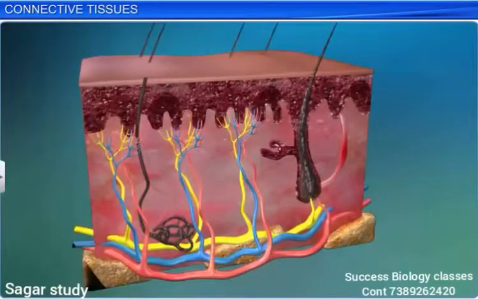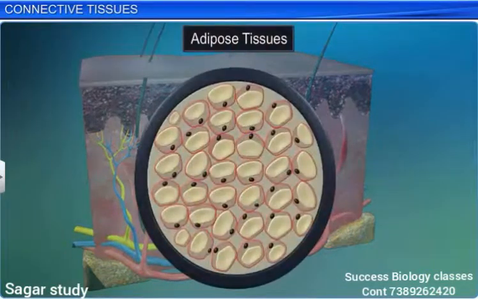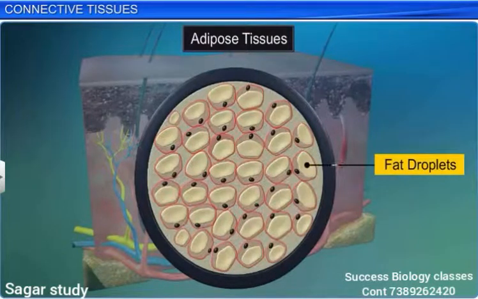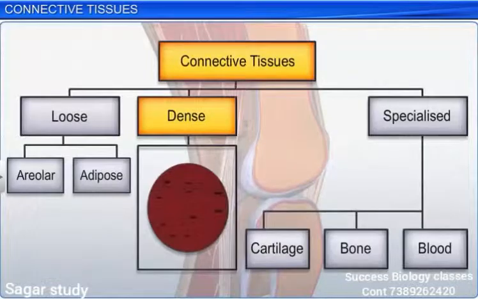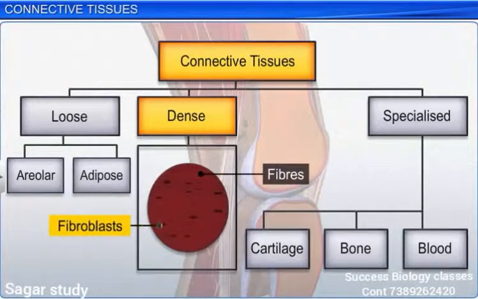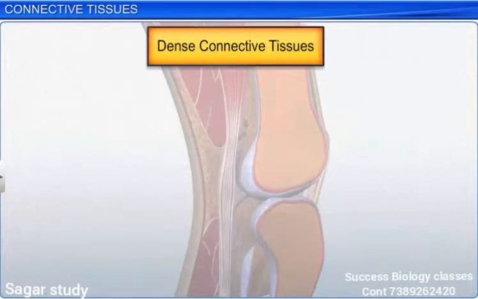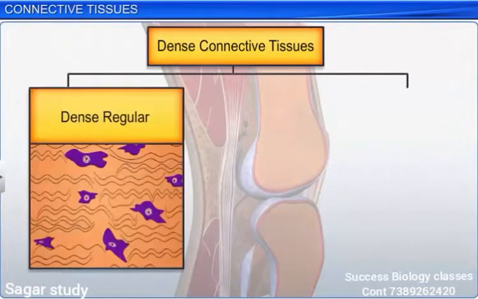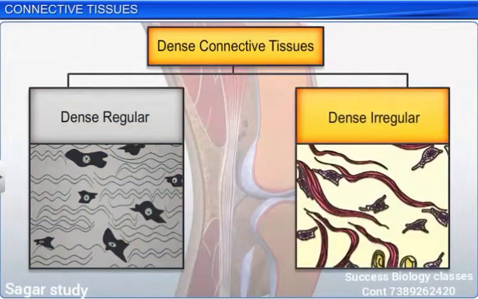Similarly, adipose tissue is situated under the skin and is specialized to store fats. In dense connective tissue, the fibers and fibroblasts are compactly arranged. This tissue is further divided into dense regular and dense irregular tissues depending on the orientation of the fibers.